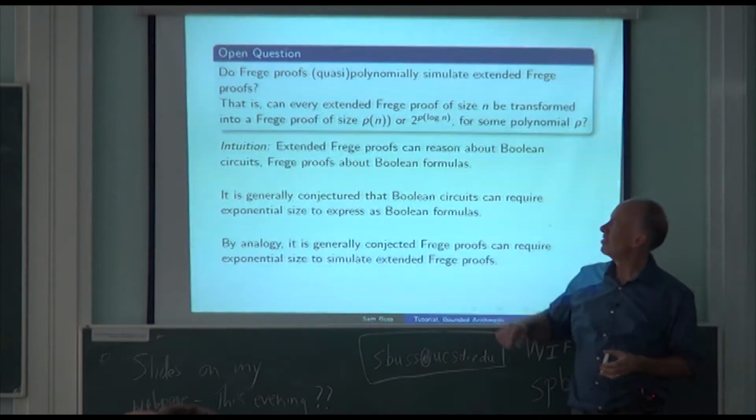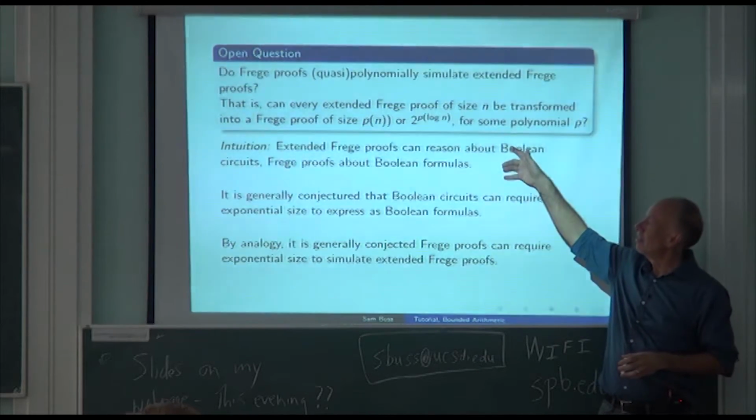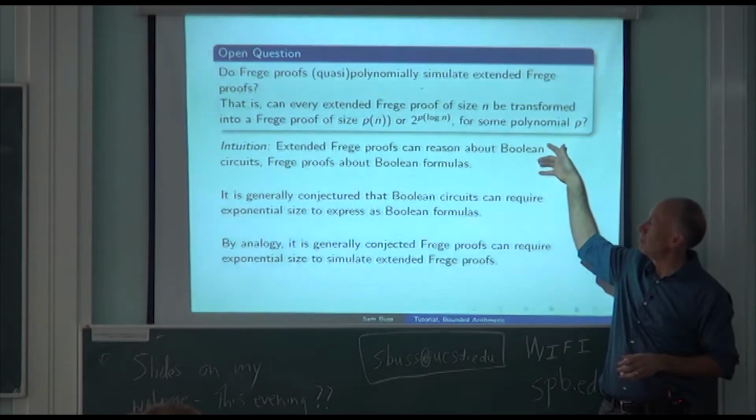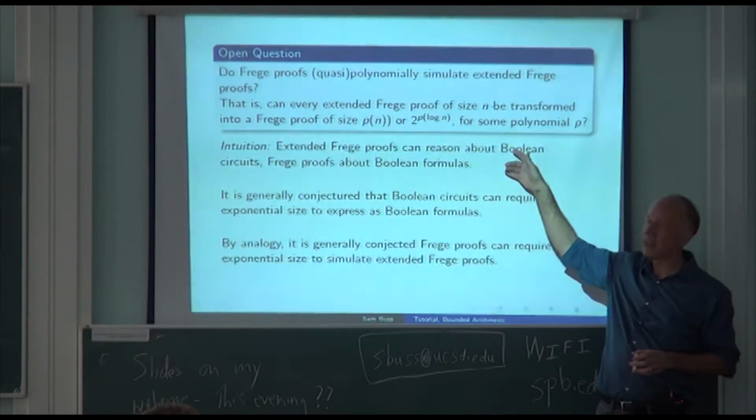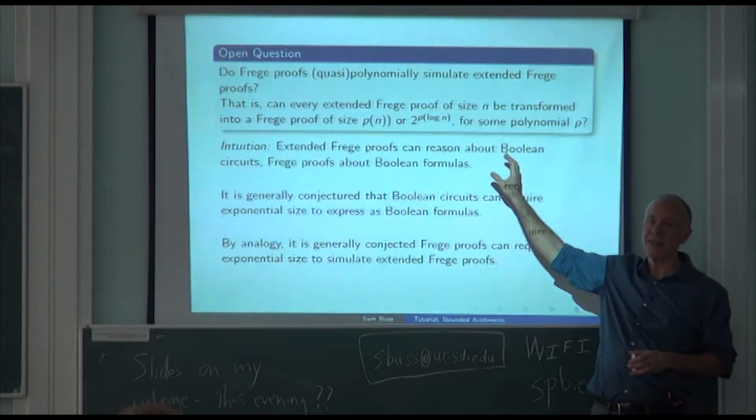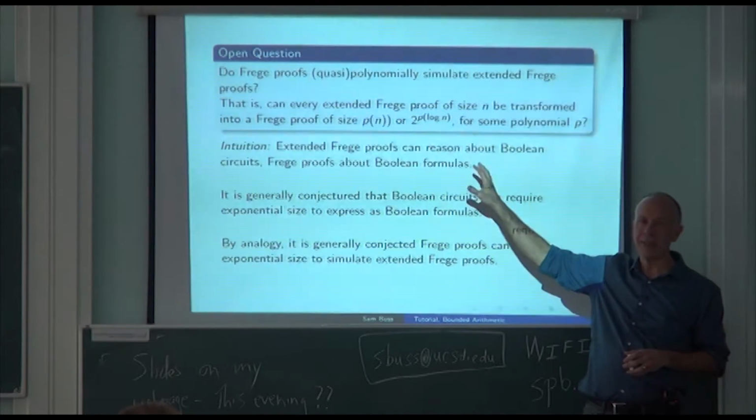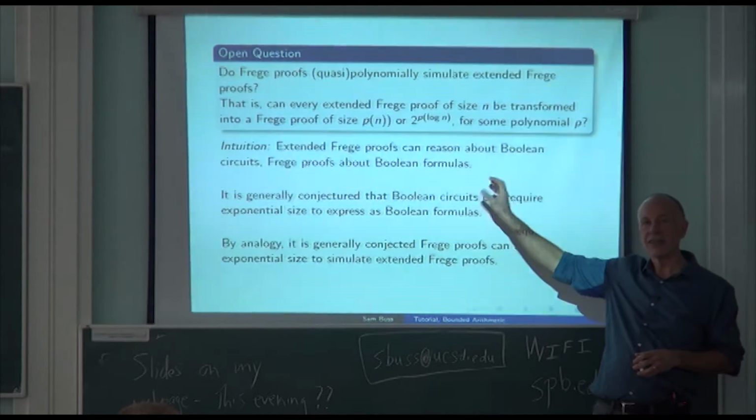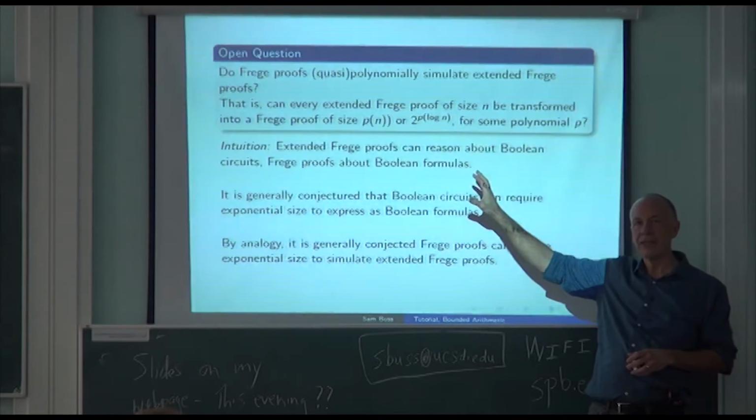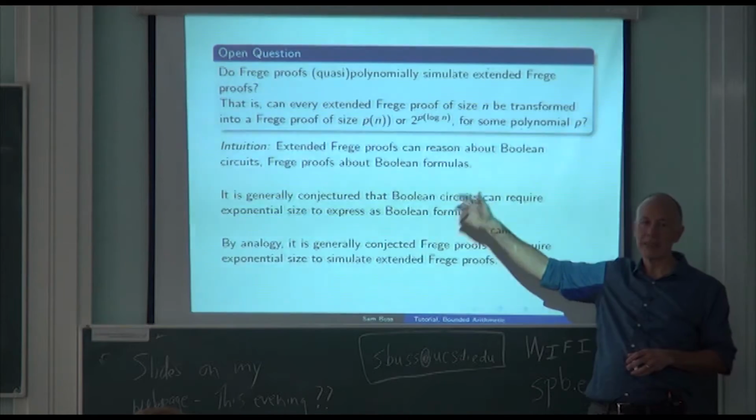So skipping the open question for the moment, the intuition is extended Frege proofs can reason about Boolean circuits. Frege proofs can reason about Boolean formulas. The difference between a formula and a circuit is that in a formula, a subformula can only be used once. If you need the same value again, you have to rewrite the same subformula out. A circuit can have fan out bigger than 1, and so an intermediate value can be reused multiple times without having to recompute it.